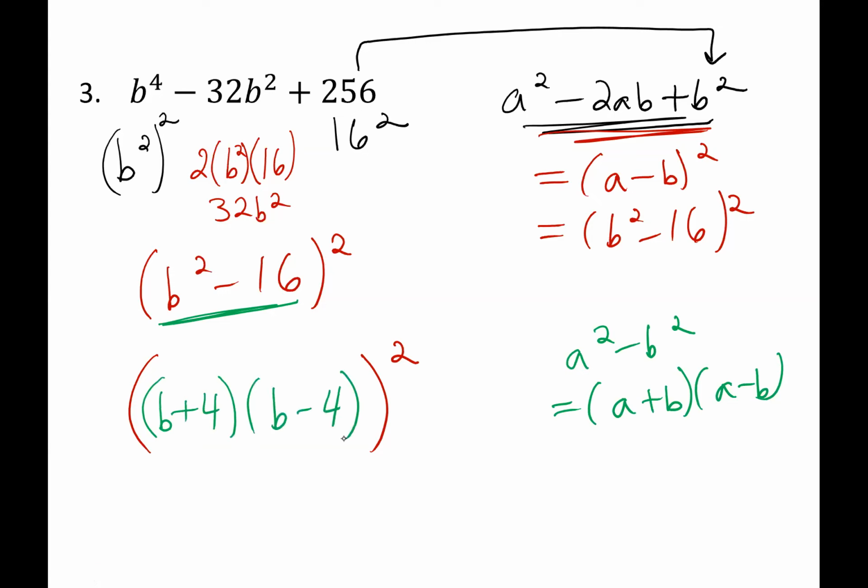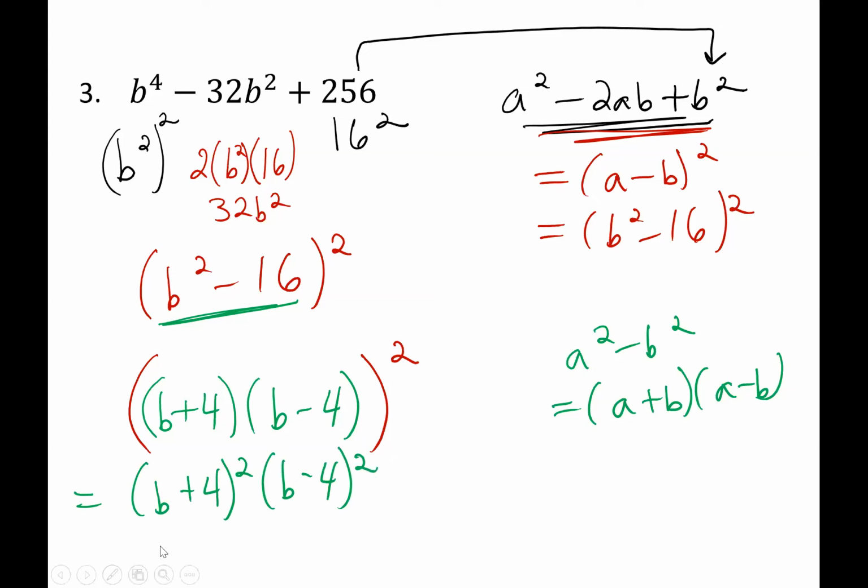So this looks a little strange with these layers of parentheses. So I have parentheses and then other parentheses, b plus 4, close parentheses, new parentheses, b minus 4, close parentheses, close the big parentheses, squared. This is one way to write the answer. Another way to write it is b plus 4 squared and then b minus 4 squared. That's another way to write it.